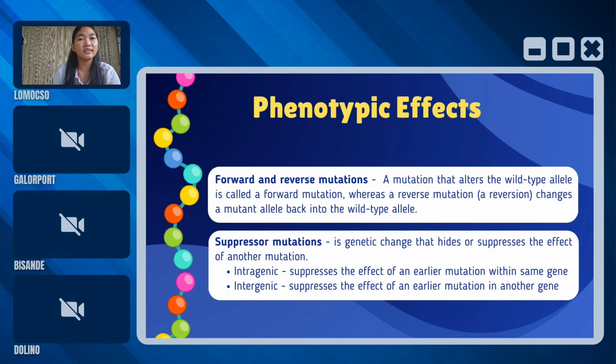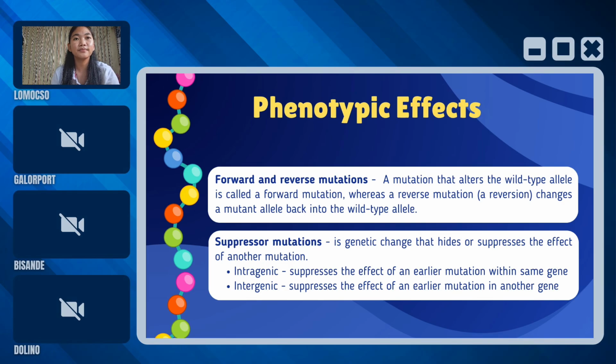So, there are two types, the intragenic and the intergenic. When you say intragenic, it suppresses the effect of an earlier mutation within the same gene. But when you say intergenic, it suppresses the effect of an earlier mutation in another gene.